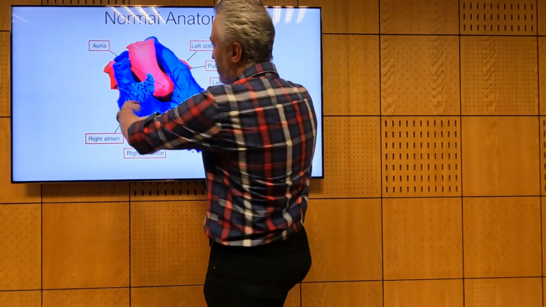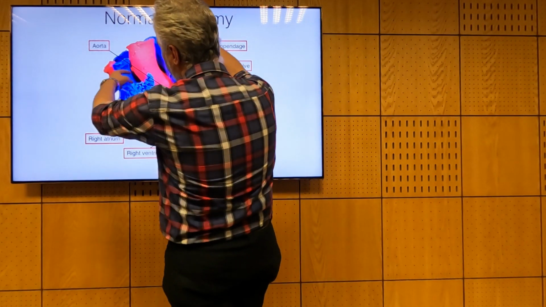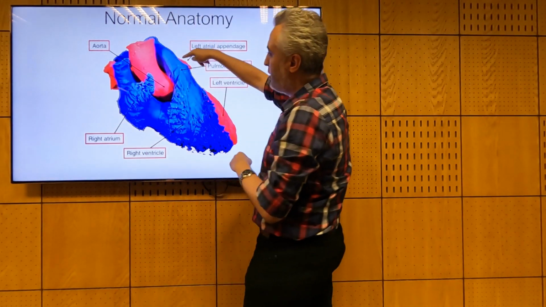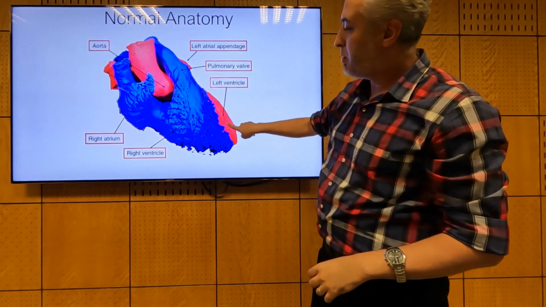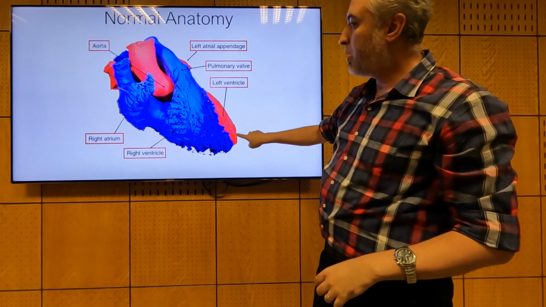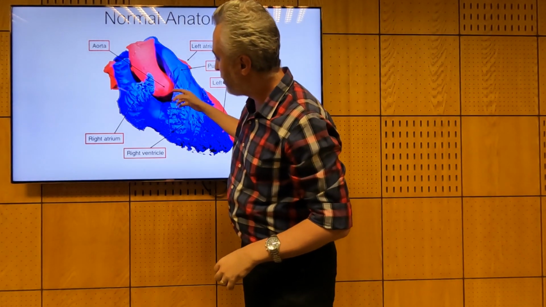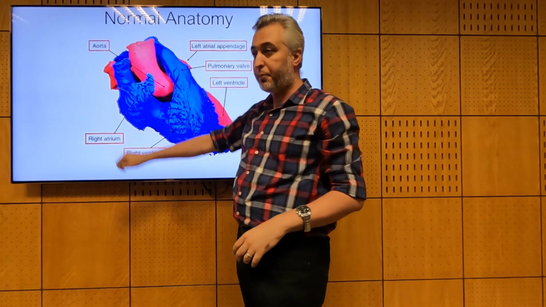While at the back, we just see the tips of the pulmonary veins going back to the left atrium. We can also see the left atrial appendage here, which is connected to the left ventricle. This is the LV apex, and then the LVOT at the back going into the ascending aorta. Okay?